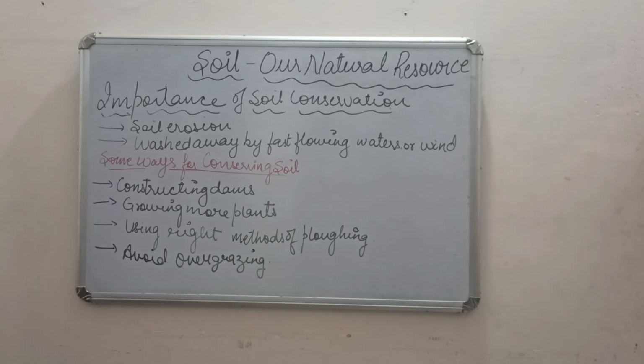Finally, we should avoid overgrazing of the soil by animals, because plants, we know, hold or bind the soil. So if overgrazing happens, it is going to harm the fertility of the soil also. And if these methods are adopted, soil erosion can be controlled to some extent. So I hope, children, now you have understood the importance of soil, a natural resource, and the different types of soils. Thank you.